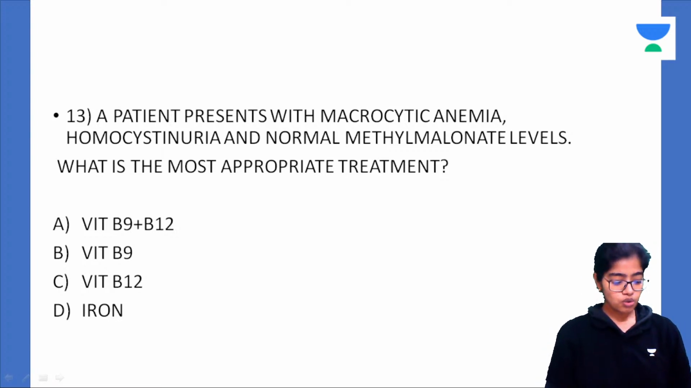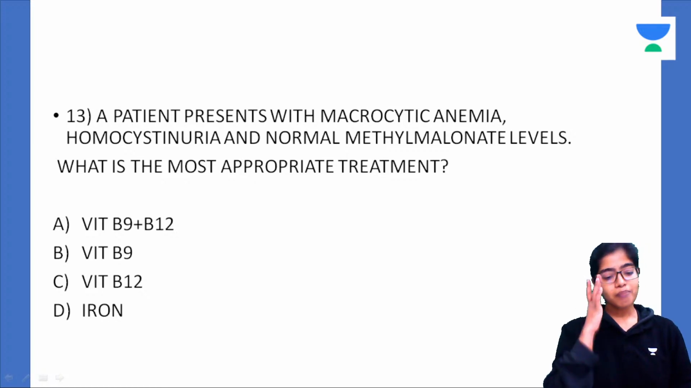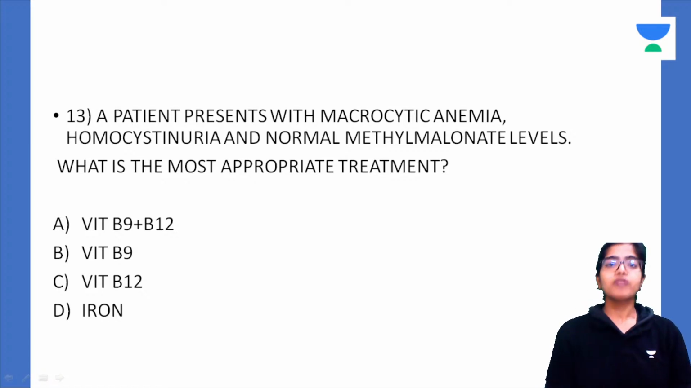Okay. So now what happens is, if you see macrocytic anemia, what will you think? The treatment is vitamin B12 and vitamin B9, both folic acid and vitamin B12. Okay, but look at the rest of the question. The rest of the question says homocysteinuria and normal methylmalonate levels. Okay, so why is homocysteinuria coming in?